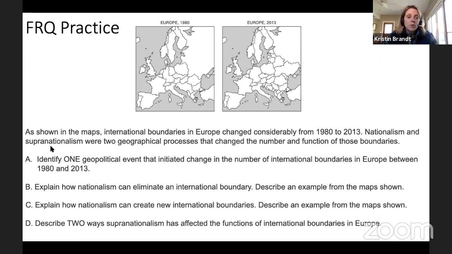Okay, so your practice for tonight that Miss Lindsley will go over tomorrow is also taken from College Board. If we take a look, you've got Europe in 1980 and Europe in 2013, and you should be looking at where Yugoslavia used to be. They've changed considerably. Nationalism and supranationalism were two geographic processes. That's where this connects: those processes connect to our skill that change the number and function of those borders.